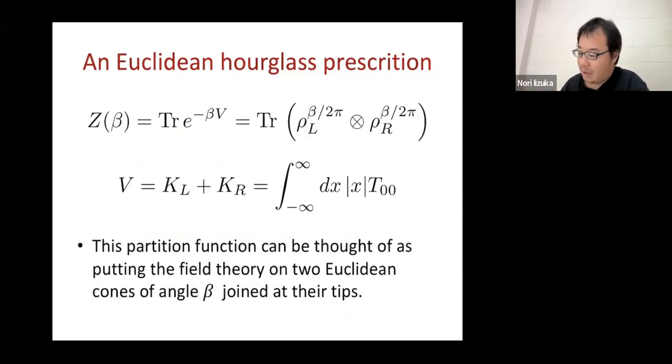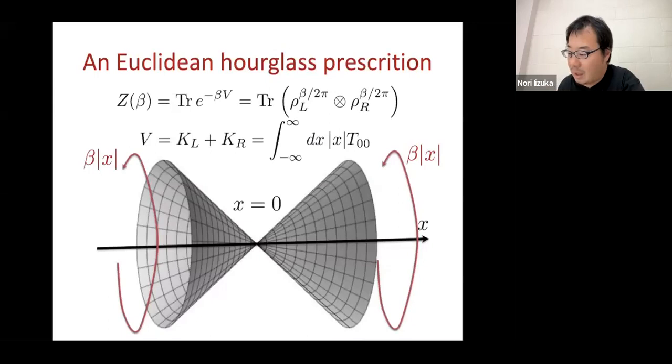This partition function can be thought of as putting a field theory, instead of on the flat space you started with, on a two-dimensional Euclidean cone with angle beta joined at the tip. Why is that? Because you interpret this as coming from the reduced density matrix. As r equals 0 it is singular; that corresponds to x equals 0, the entangling surface. But as you increase r, it increases, and then we have beta. So pictorially, the formal V can be interpreted as follows.